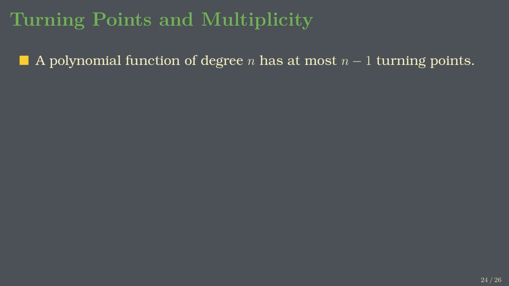So to review, a polynomial function of degree n has at most n minus 1 turning points. That is a very important fact about polynomial functions. When we learn about the derivative of a polynomial function, we're going to see why this fact is true. But from here, we can just admit this fact. A polynomial function of degree n has at most n minus 1 turning points. Keep that in mind.